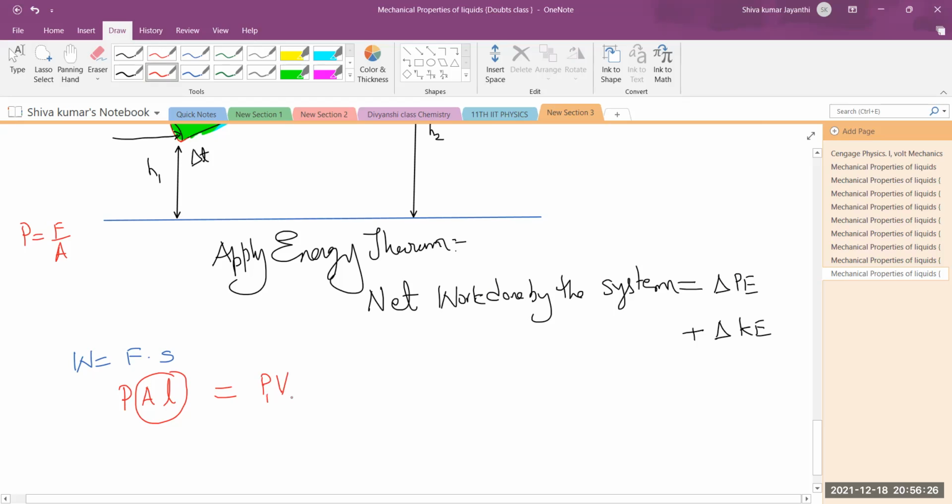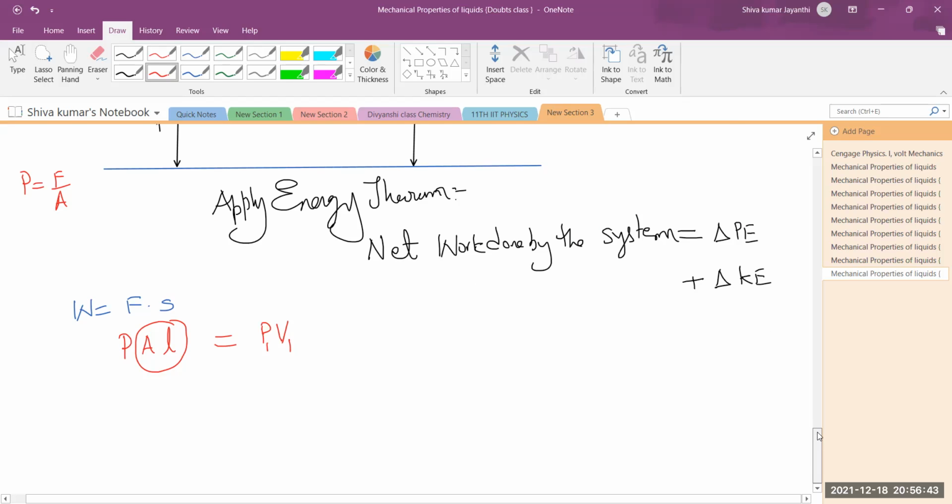So the pressure P1 we exerted on volume V1 is the work done by the motor to push the liquid into it. But that's not the whole thing. This is the work done by pushing. Because of this work done, some fluid is coming out. The same mass of fluid which you pushed inside is coming out, so that is the work done in the output.